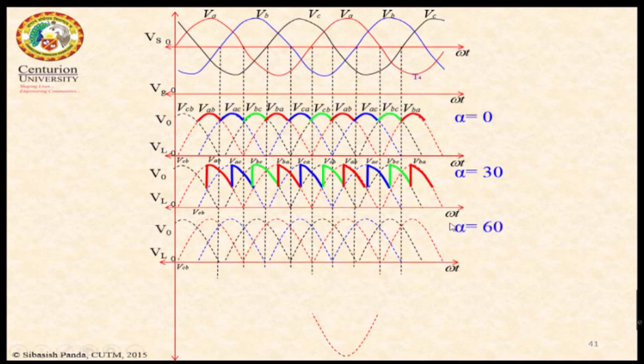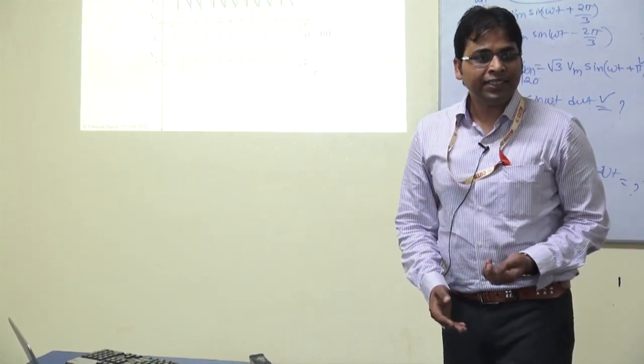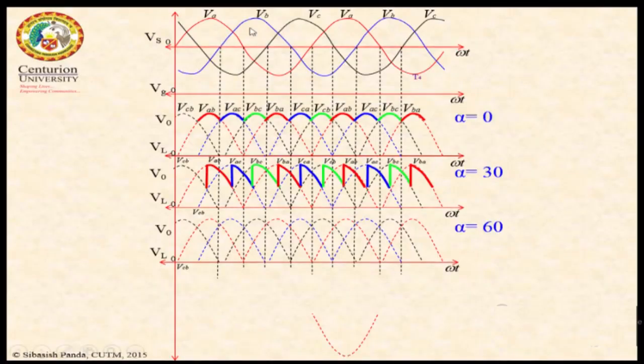Now alpha equal to 60 means omega t is equal to how much? Omega t definitely is 120 degree. So here is my 120 degree. I will start my conduction. I will fire my thyristor T1 at this instant, 120 degree.